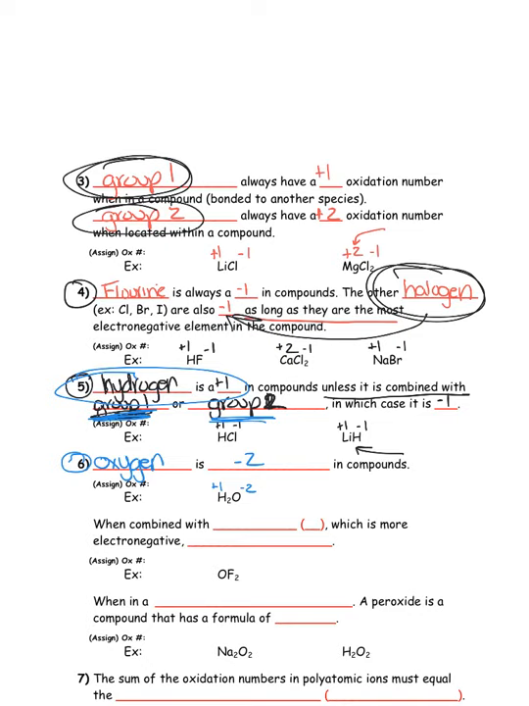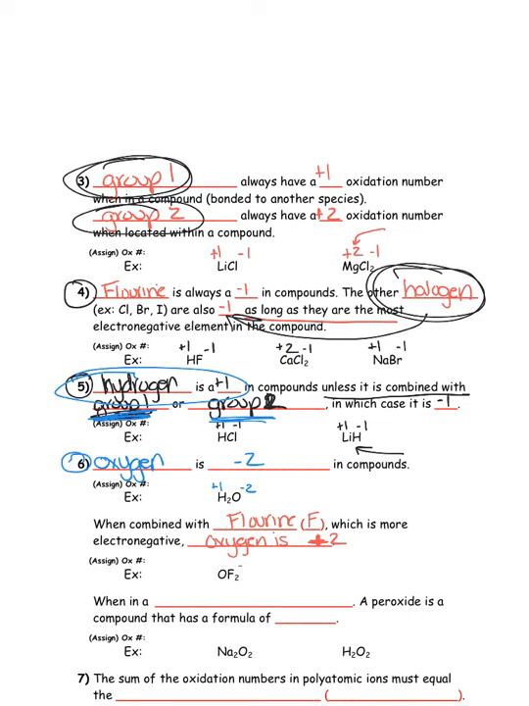Now, when is oxygen not going to be a -2? It's not going to be a -2 when it's combined with fluorine. When combined with fluorine, which is more electronegative, then oxygen is a +2. It is not a -2, it is a +2.